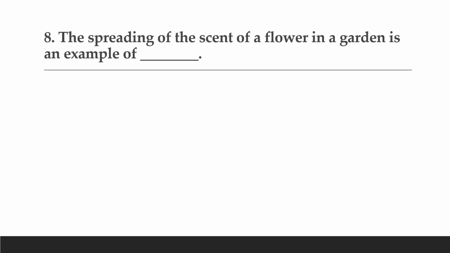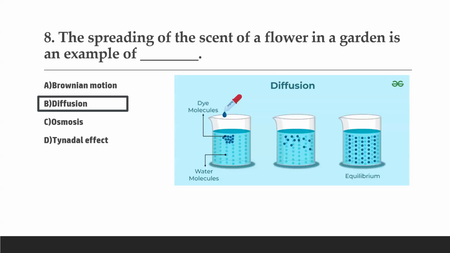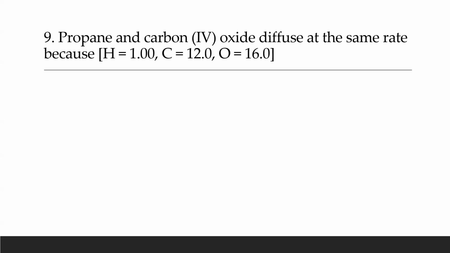The spreading of the scent of a flower in a garden is an example of A, Brownian motion, B, diffusion, C, osmosis, D, Tyndall effect. So the answer is diffusion. Now, propane and carbon dioxide diffuse at the same rate. Hydrogen has a mass of 1.0, carbon 12.0, and oxygen 16. So we have to look at propane and carbon dioxide and calculate their molecular masses.